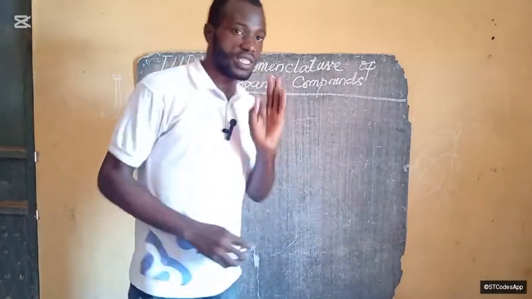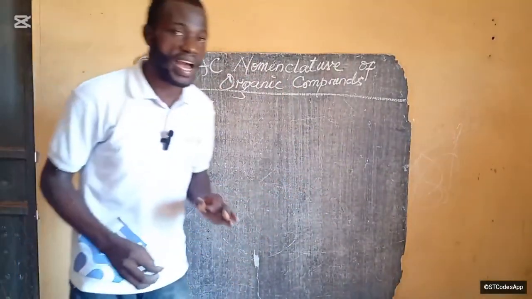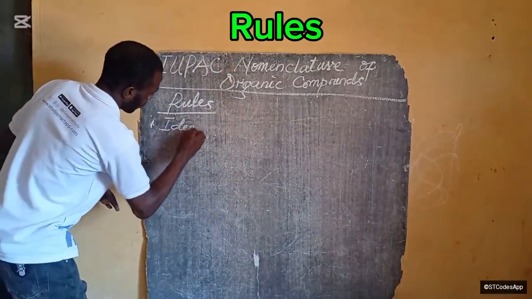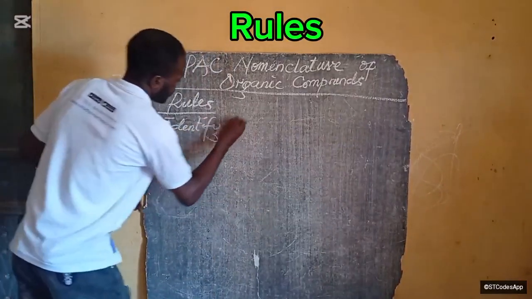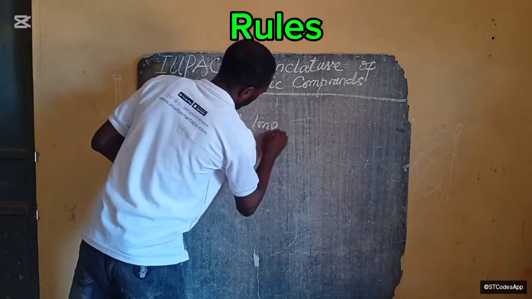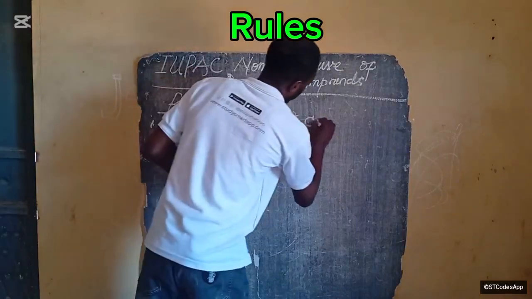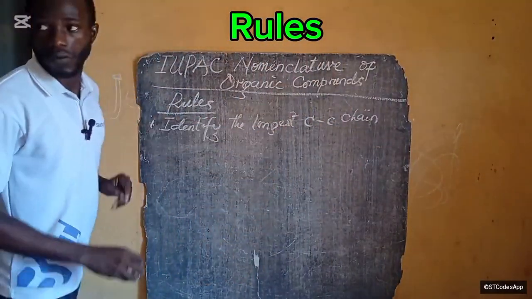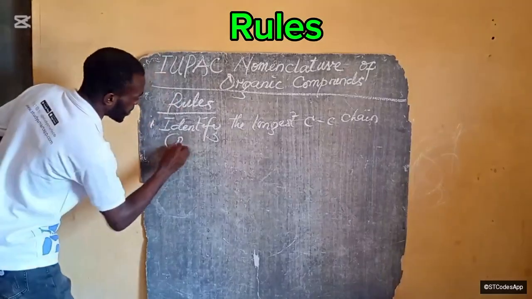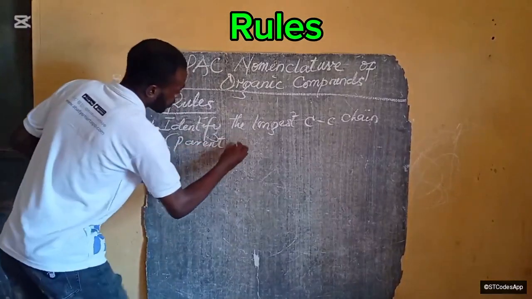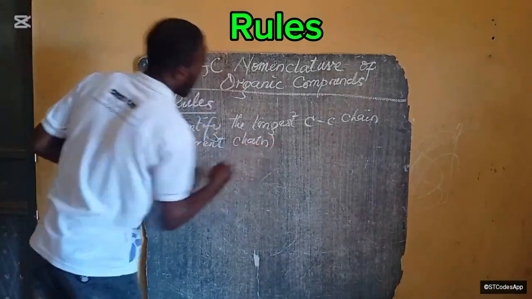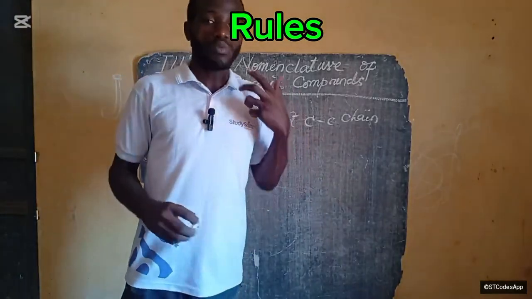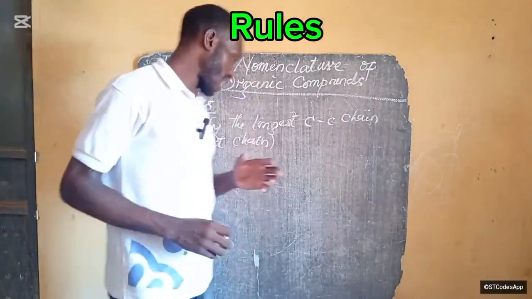Now, the first rule is this, that you should identify the longest carbon to carbon chain. When you identify the longest carbon to carbon chain, it will be your parent chain. It will be called the parent chain of that molecule. The longest carbon to carbon chain that you have identified will be the what? The parent chain of that molecule.